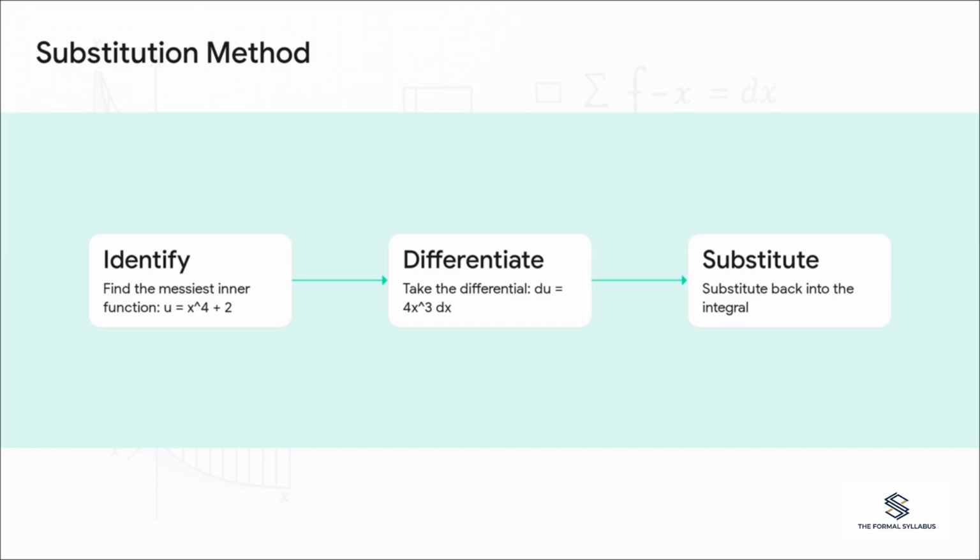You just identify the messiest inner function, let's call it u, then you take its differential, du. Since we're treating dx as a tangible quantity, we can literally swap out the messy x terms and the dx for clean, simple u terms and du. It seamlessly transforms an unsolvable nightmare into a basic power rule problem.